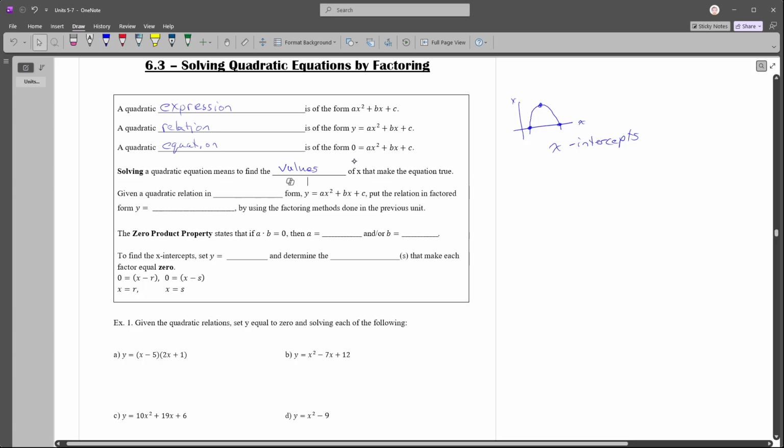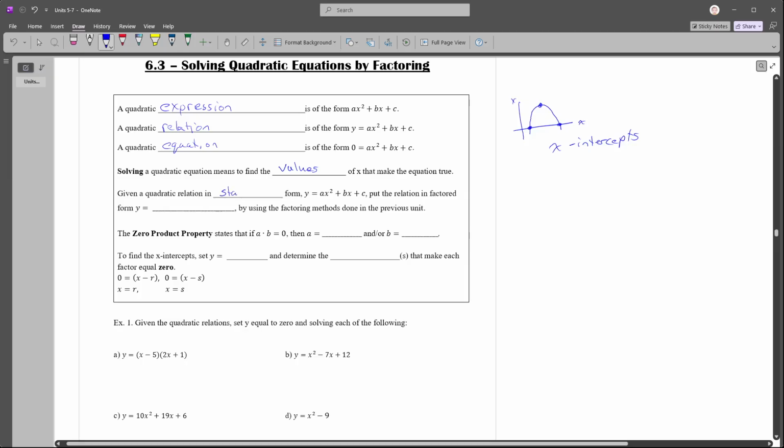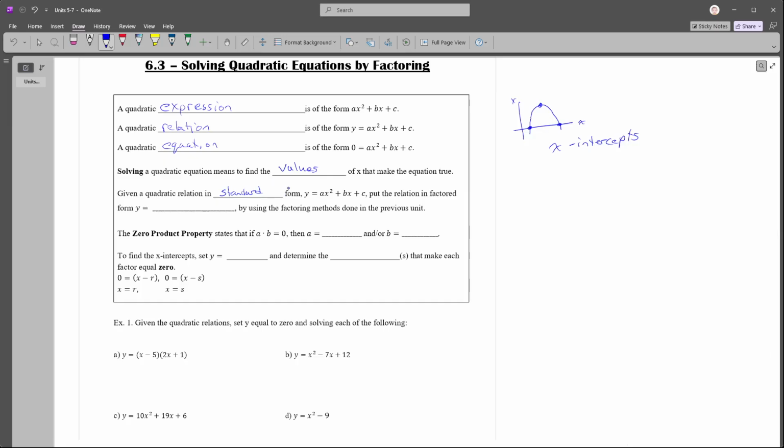Okay. So let's say we're starting off with our standard form quadratic relation. So this is our standard form. y is equal to ax squared plus bx plus c. And what we're going to do is solve our quadratic equation today by using the factored method. That means that we're going to put it in factored form. Now, if you remember, that's y is equal to a times x minus r times x minus s. And all it takes to take our equation from standard form to factored form is to factor it.